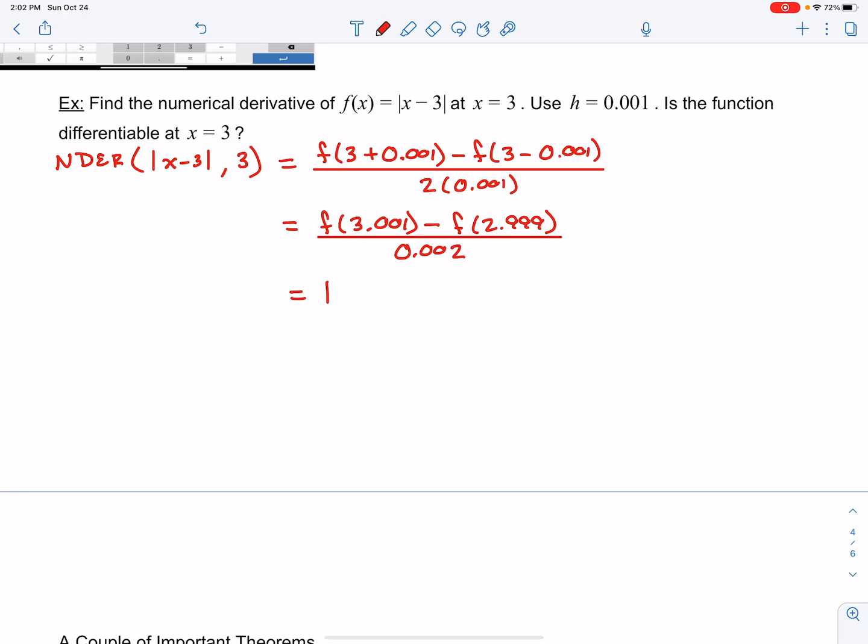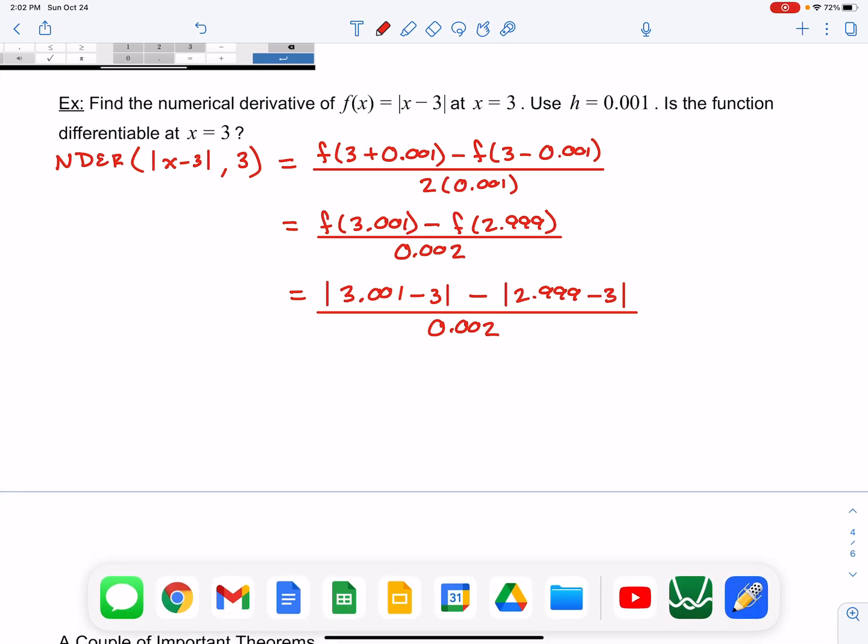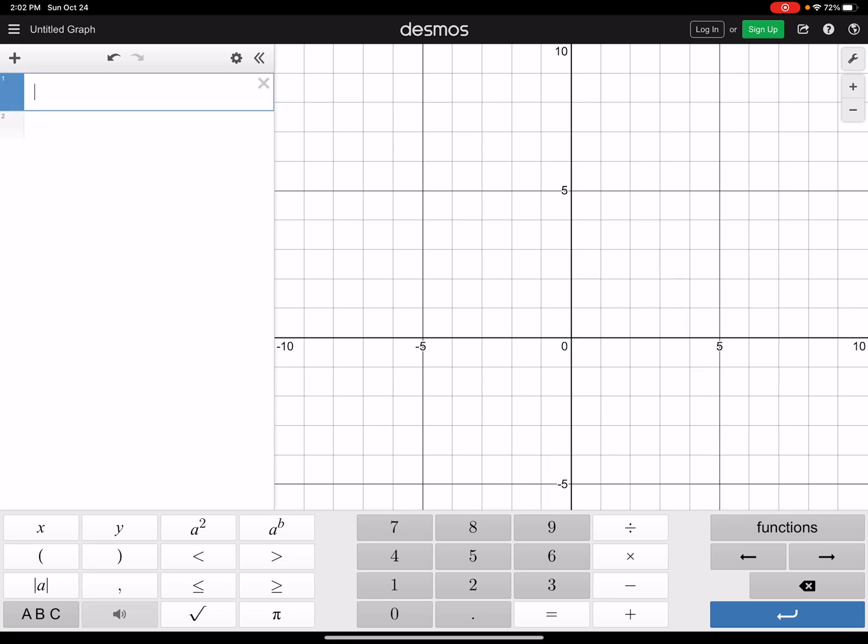So the value of our function at 3.001, we take our function, the absolute value of x minus 3, so this would be 3.001 minus 3, all in absolute value, minus the value of our function at 2.999, we'd have the absolute value of 2.999 minus 3, and the whole thing is over 0.002. And if you go into Desmos, you can do that calculation if you are feeling super lazy and don't want to do it in your head.